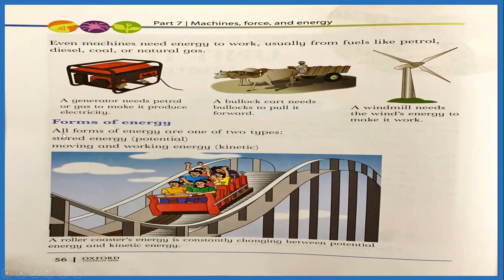Let's read. All forms of energy are one of two types. Stored energy, we call it potential. What is this word? Potential. It is stored energy. The name of the stored energy is potential. Moving and working energy, we call it kinetic energy. Moving and working energy, it is kinetic.